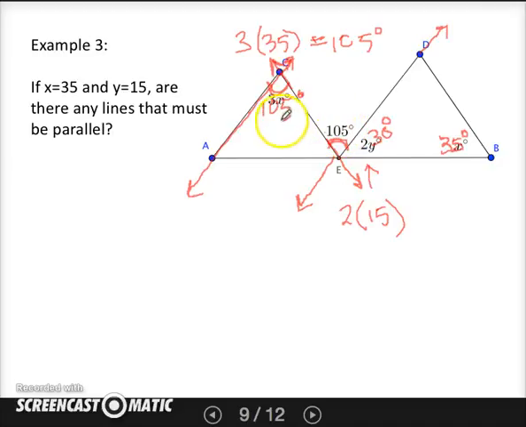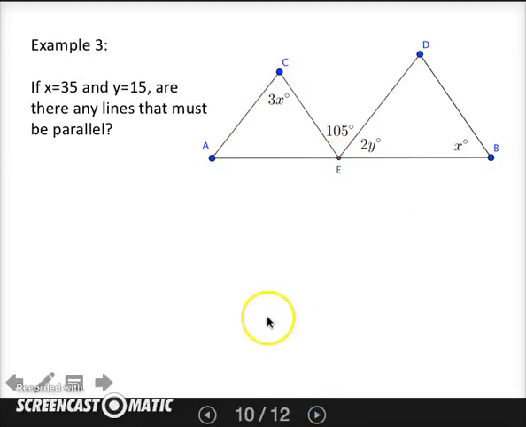And furthermore, we've found that both of them have a measure of 105 degrees. So that allows us to conclude that line AC is in fact parallel to line ED. We've shown that using the alternate interior angles theorem, which runs both ways. The angles allow us to conclude that the lines are parallel.